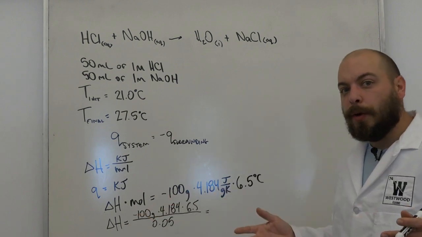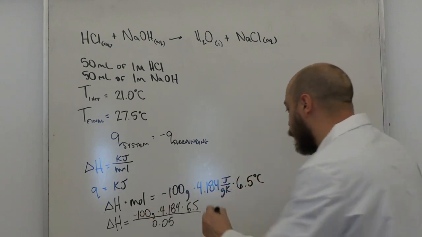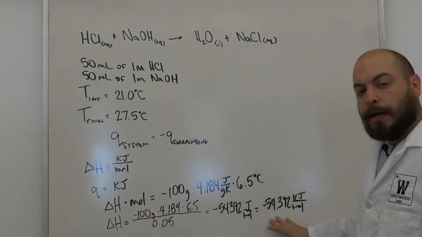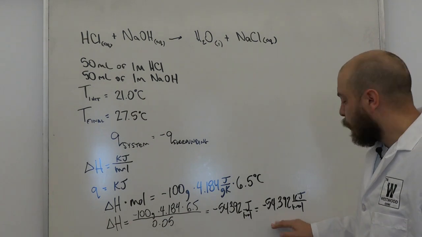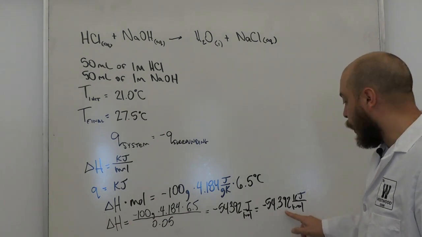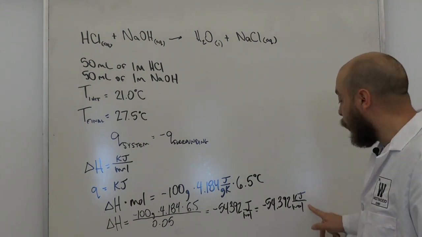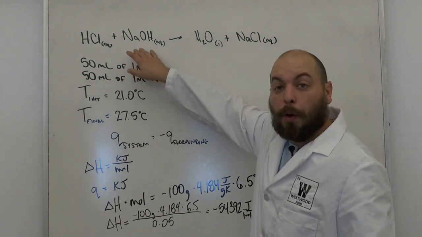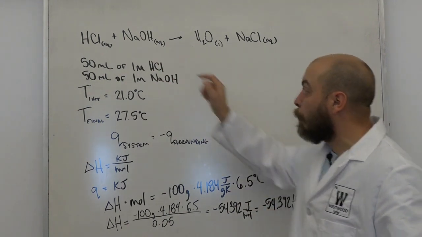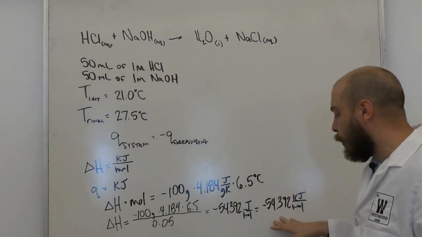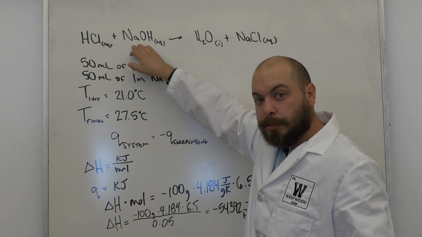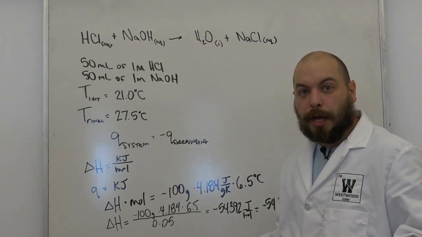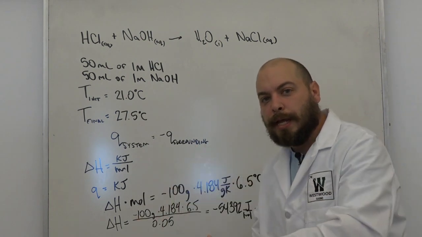So what we are going to end up with, if you solve it out, is a delta H of this reaction of negative 54.392 kilojoules per mole, and that's per mole of reaction, which in this case, because my coefficients are both 1, it's going to be kilojoules per mole of HCl and kilojoules per mole of sodium hydroxide.